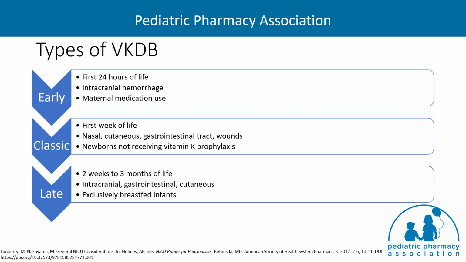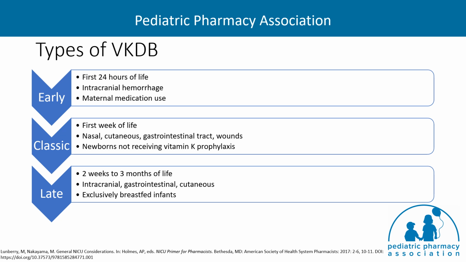There are 3 different types of vitamin K deficiency bleeding that you'll see in practice, defined as early, classic, or late. Early vitamin K deficiency bleeding occurs in the first 24 hours of life, presents as an intracranial hemorrhage, and can be due to maternal medication use. Some medications of concern to keep in mind when reviewing a medication profile of a mom are warfarin, anticonvulsants such as phenytoin, and antituberculosis medications such as rifampin or isoniazid.